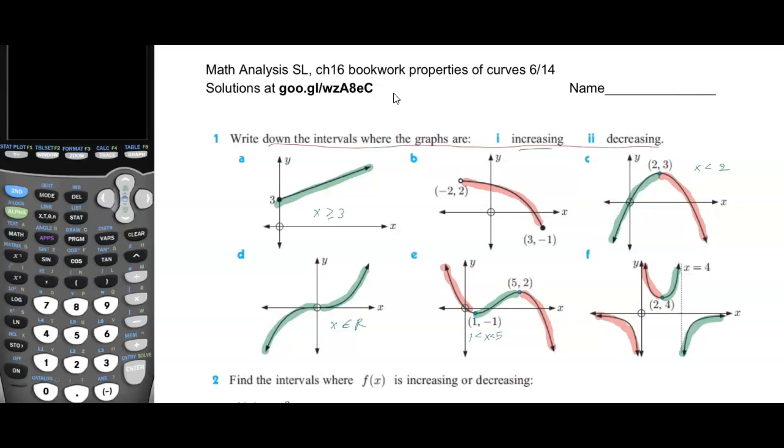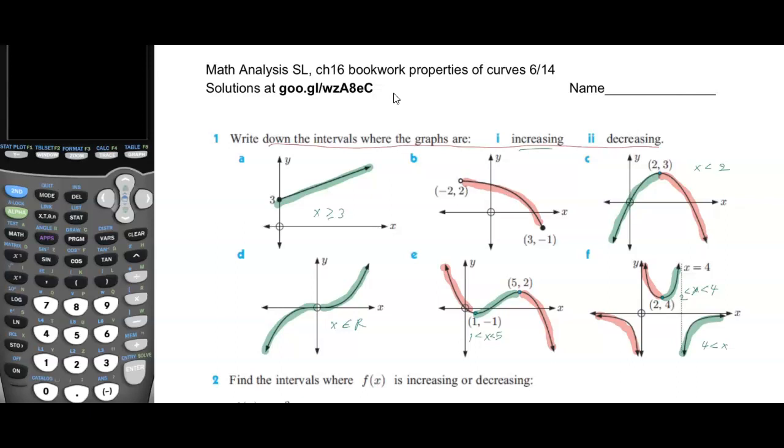This would be x is between 2 and 4, and x is between 4 and, well, it goes up to infinity, so we'll just say 4 is less than x. Now let's write down the intervals where it's decreasing.